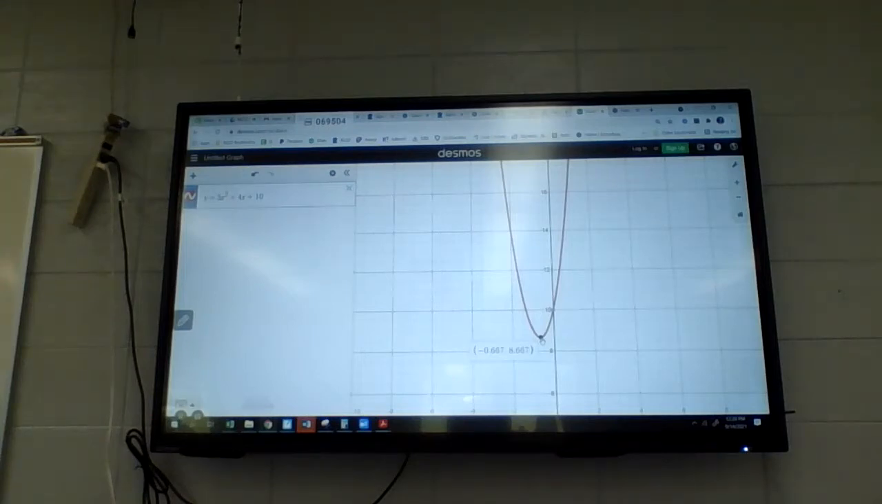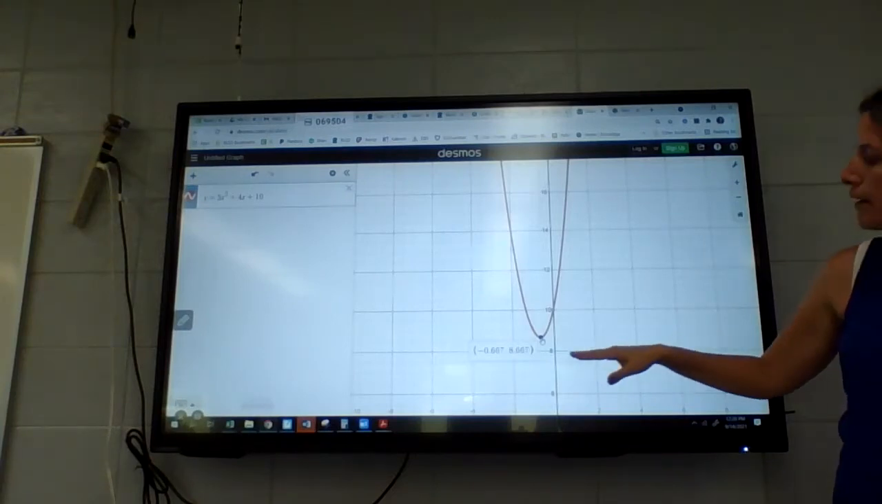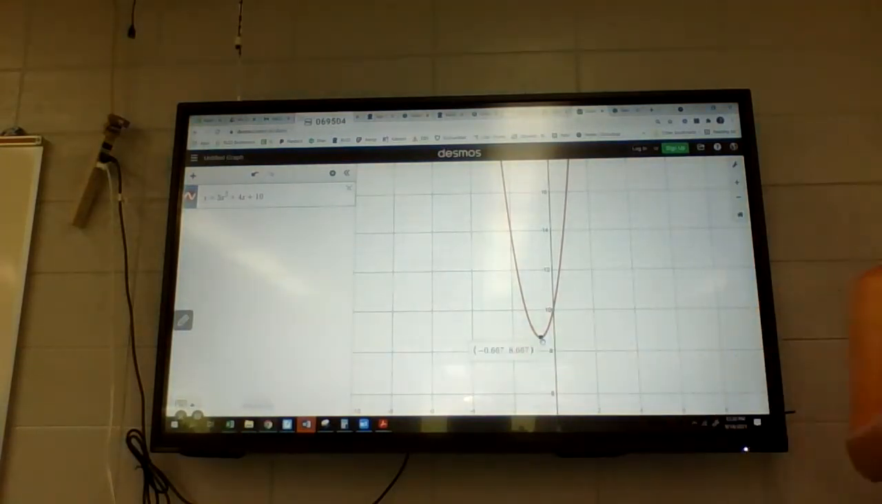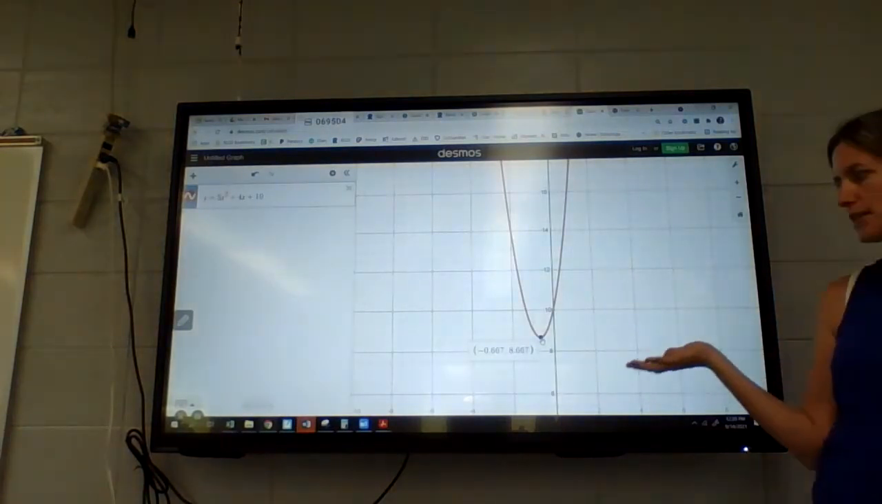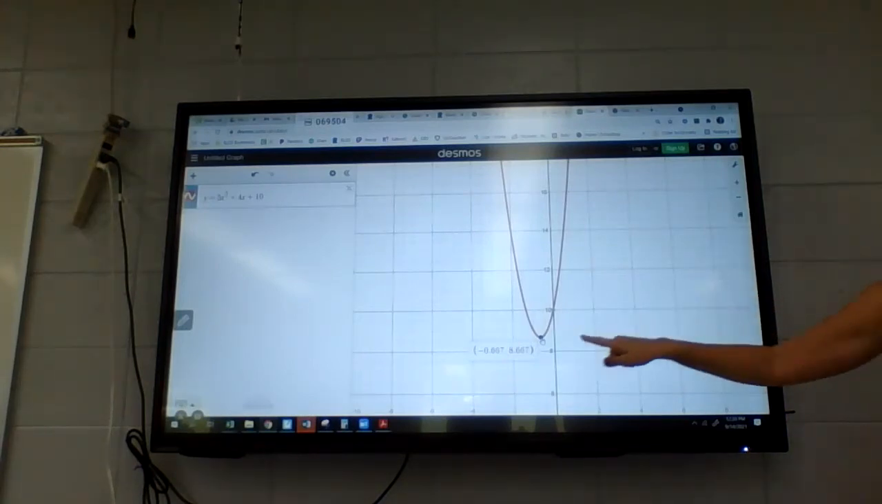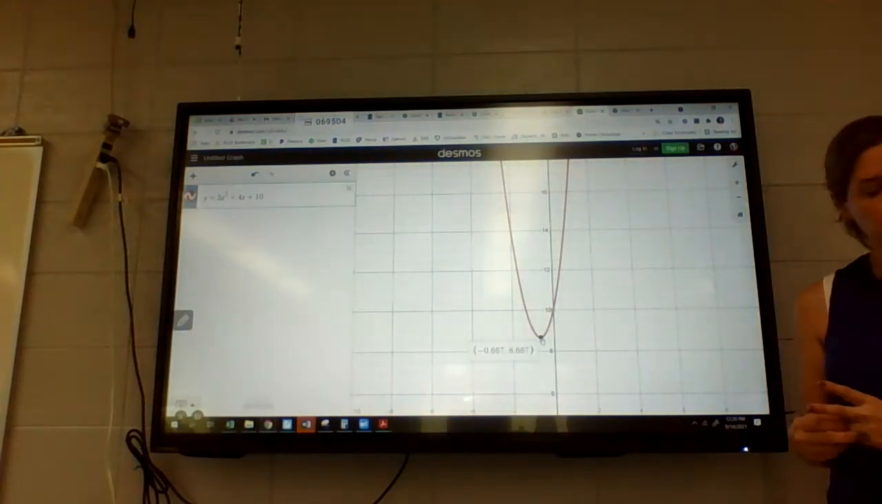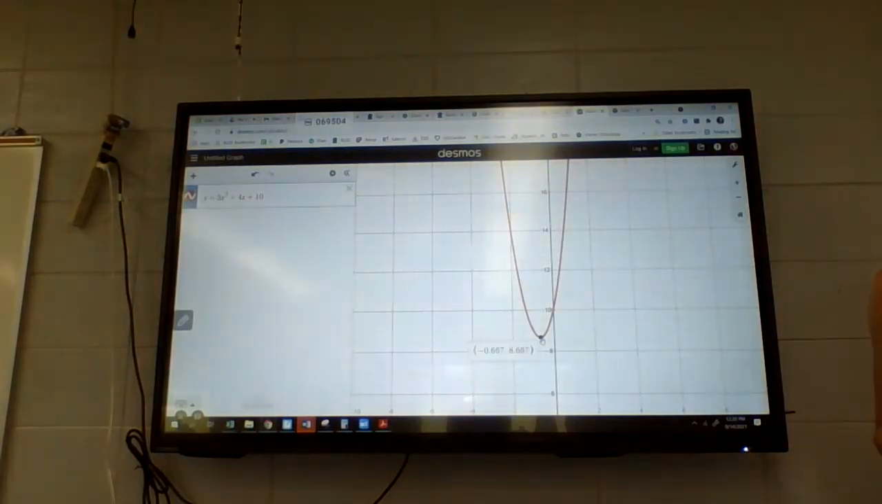Our range is the y values they wanted. The y value is 8.667 and above. So y is greater than or equal to 8.667. It never comes back down again. Just knowing the shape of a parabola, it's going to go straight up. So y is greater than or equal to that value. You didn't have to find that exact value, so don't worry about that.